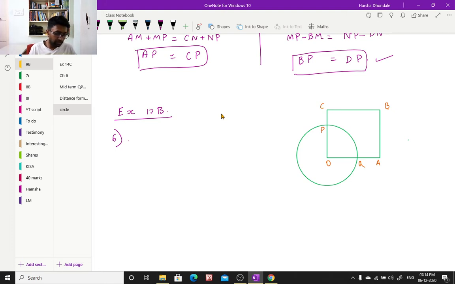In the following figure, OABC is a square, and a circle is drawn with O as the center, which meets OC at P and then OA at Q. I need to prove that triangle OPA is congruent to triangle OQC, and then triangle BPC is congruent to triangle BQA. These are the two things that I'm supposed to prove.